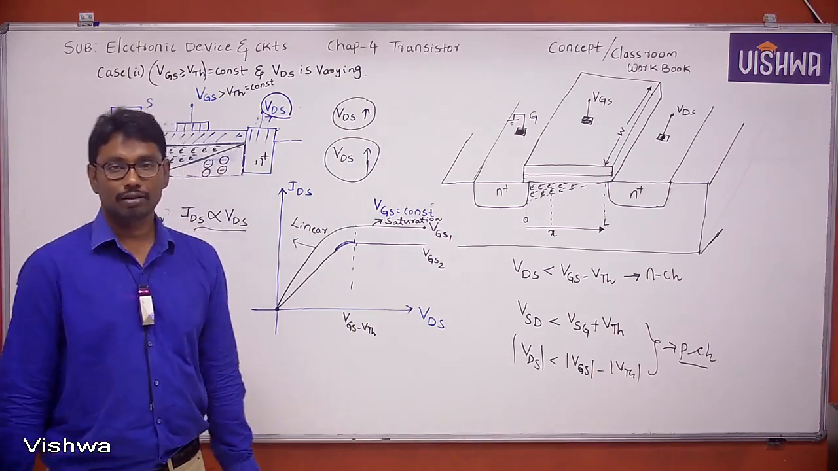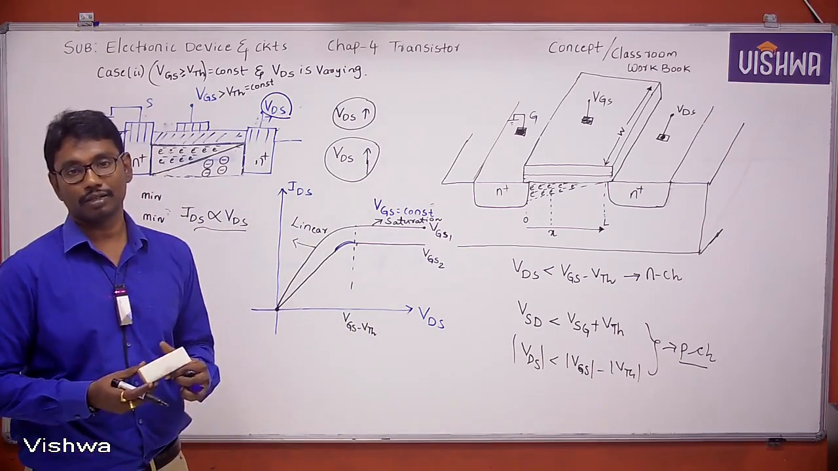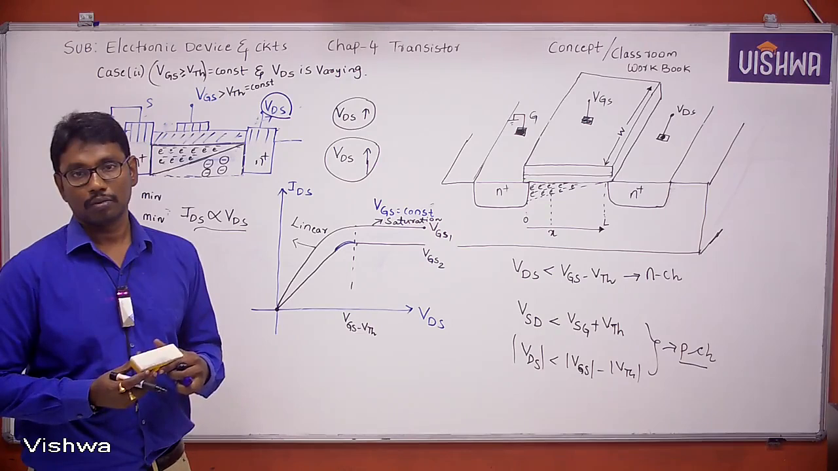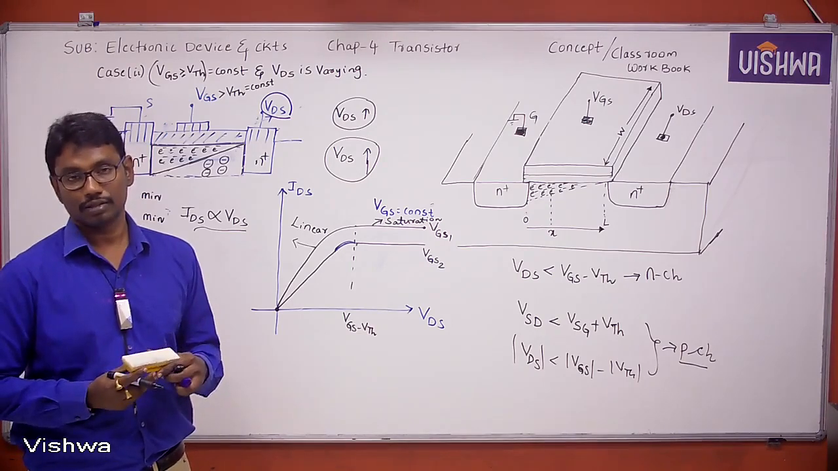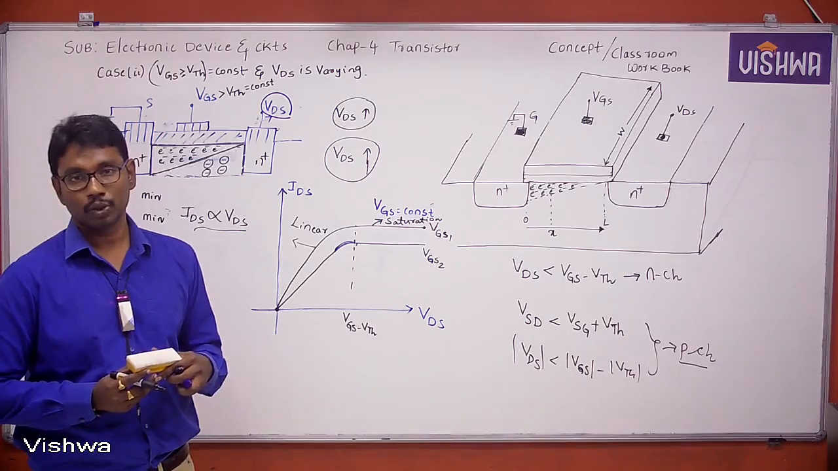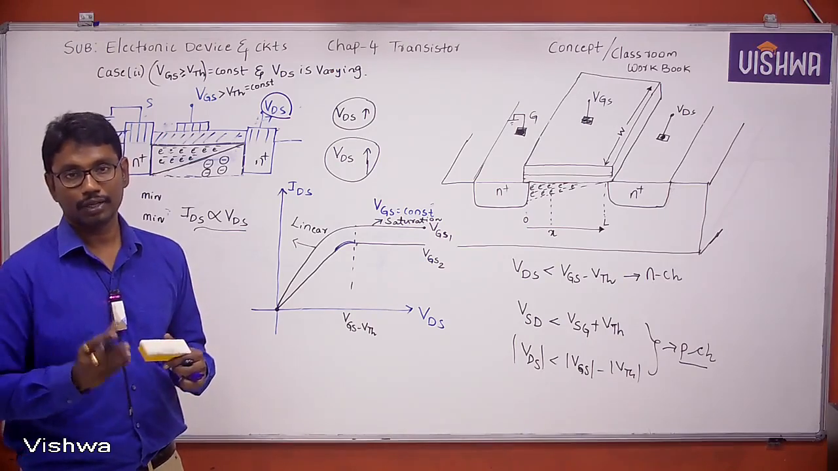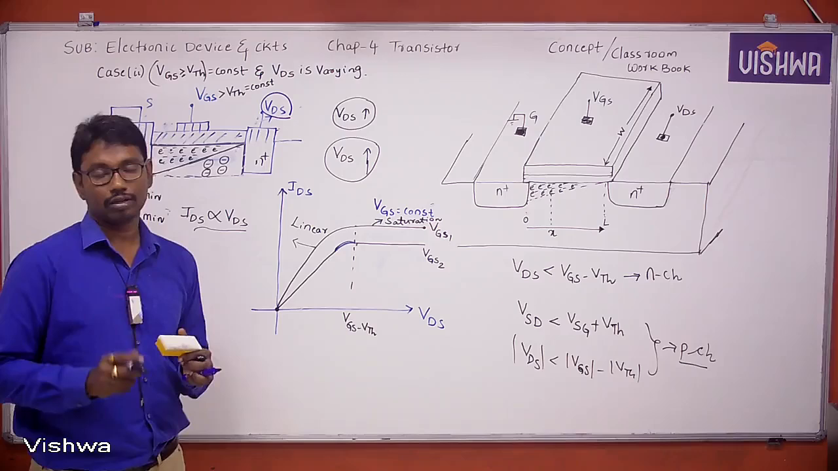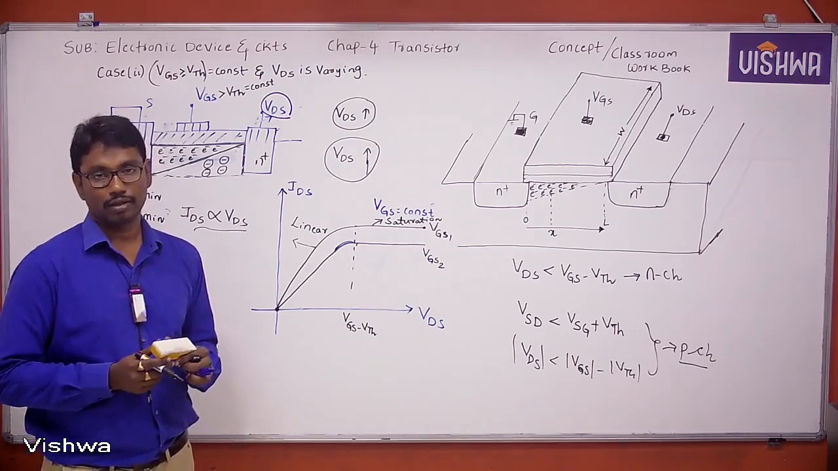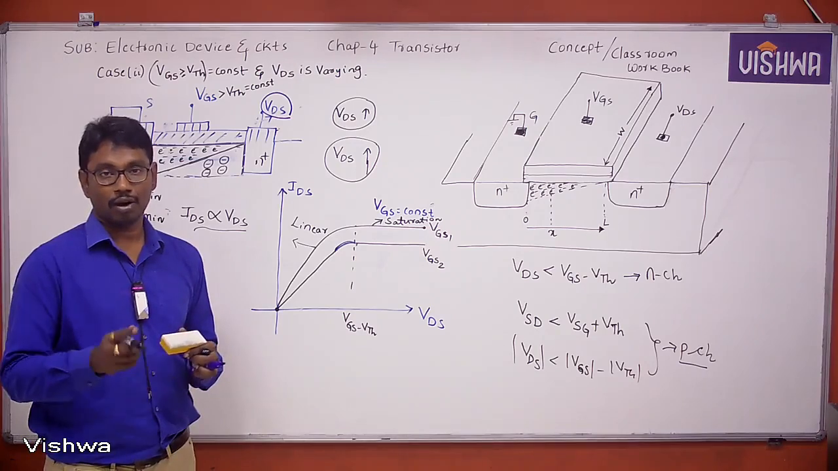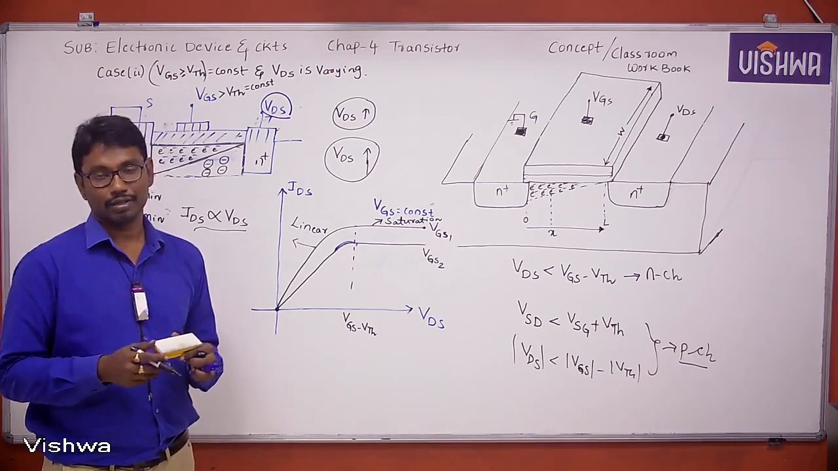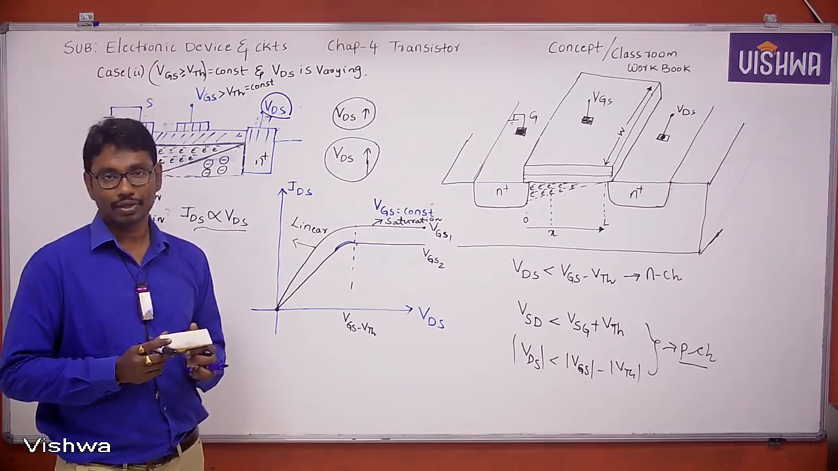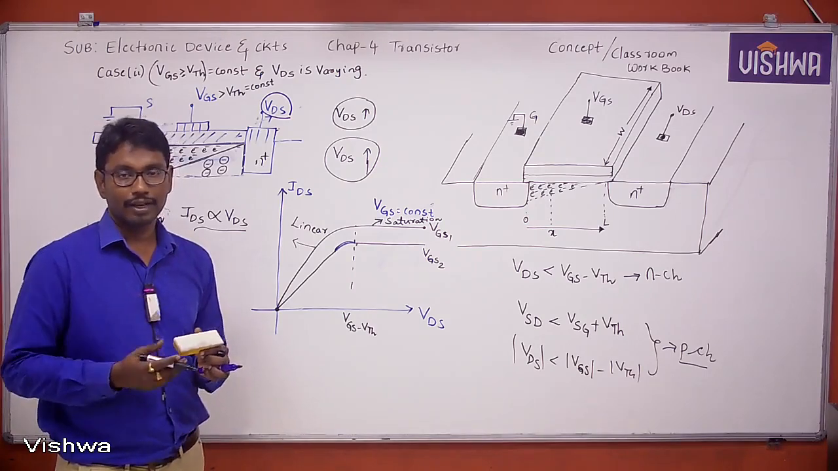Yeah, write down here. Based on output characteristics, the MOSFET is operated in two regions. The first one is the linear region or triode region, or non-saturation region.